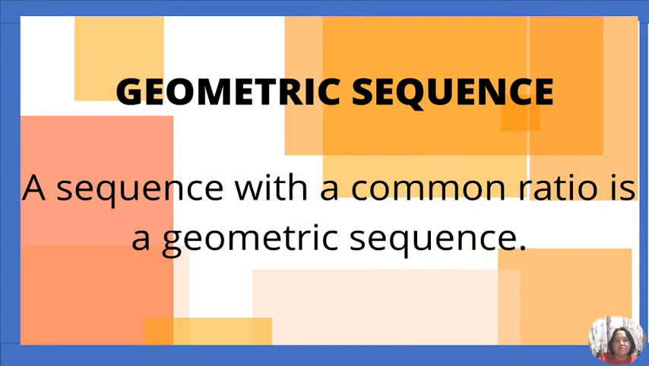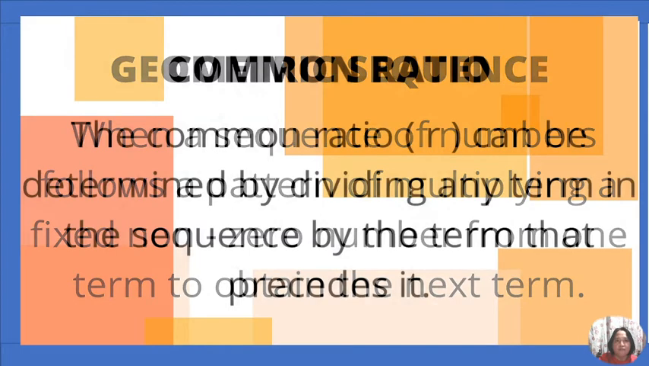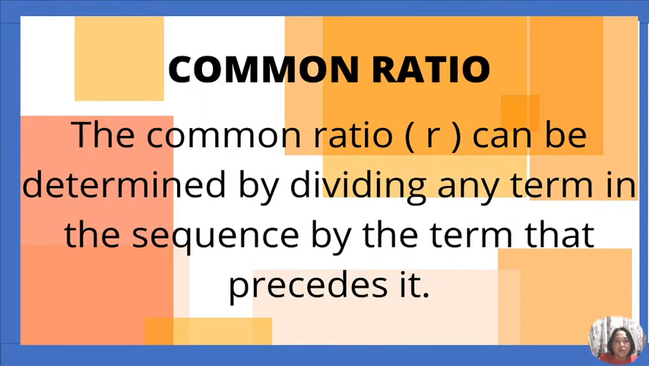Geometric sequence. It is a sequence with a common ratio. When a sequence of numbers follows a pattern of multiplying a fixed non-zero number from one term to obtain the next term, that sequence is called a geometric sequence. And there is a common ratio on a geometric sequence, and the common ratio denoted by r can be determined by dividing any term in the sequence by the term that precedes it.